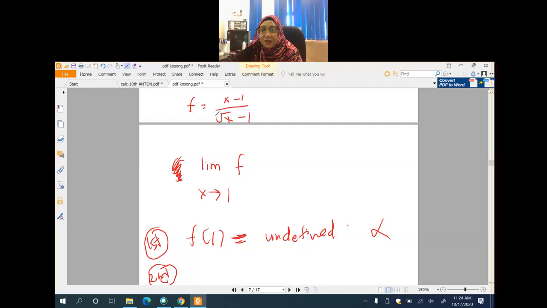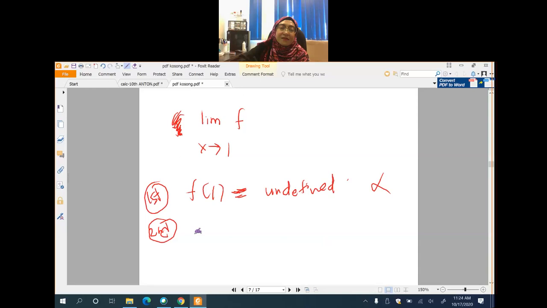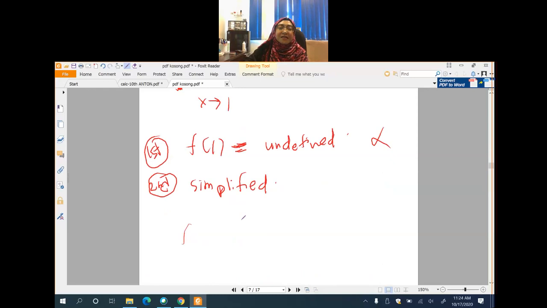Okay, so we want to simplify. This is the step that I've always done. I don't always start with a table, because I don't have a calculator. I honestly don't have a calculator like you guys. Simplify. Okay, so for this one, f is x minus 1 divided by the square root of x minus 1.